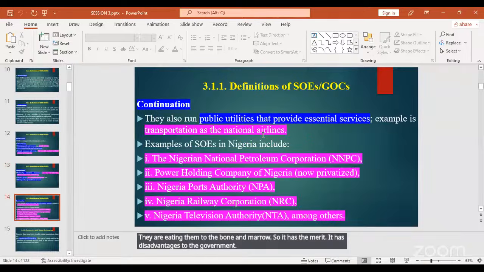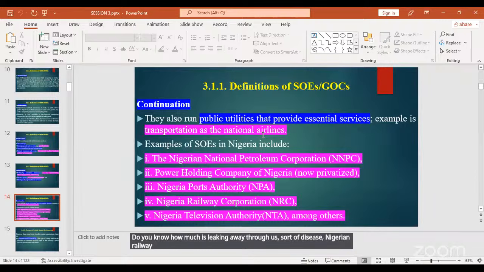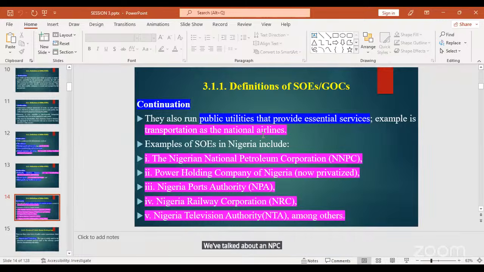You have the Nigerian Port Authority. Do you know how much is leaking away through all sorts of sharp practices? The Nigerian Railway Corporation, the Nigerian Television Authority, the Power Holding Company of Nigeria. If you know how much, we've talked about NNPC.